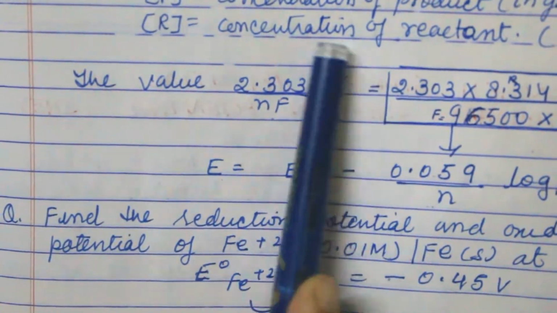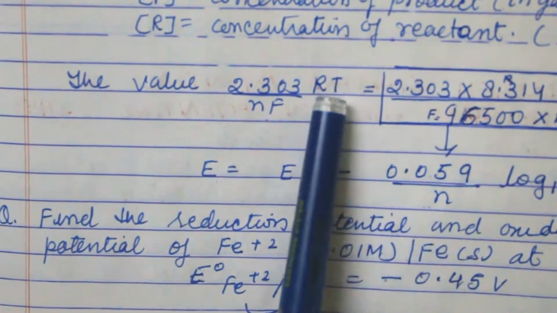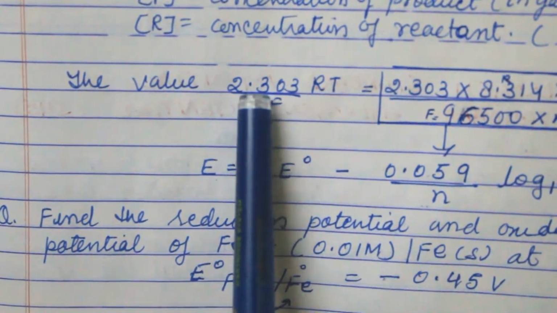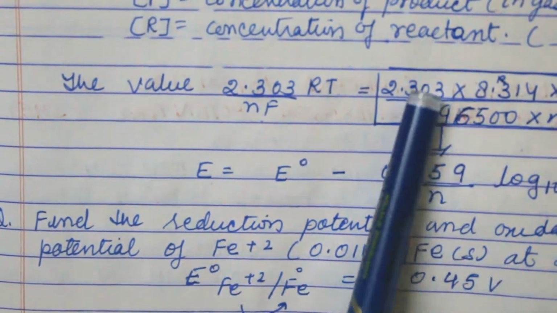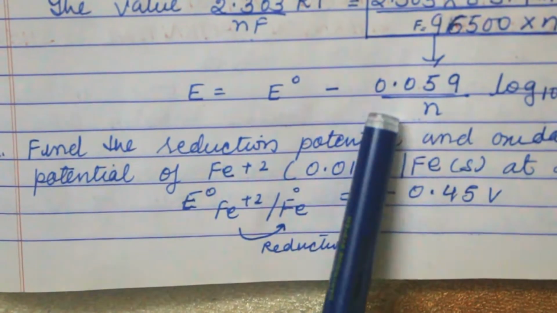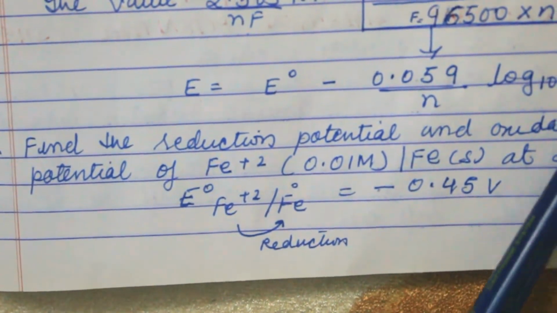Now these whole values are fixed: R is this and T is this. This is also a fixed value, and the Faraday constant also has a fixed value. When we calculate all this, we get 0.059 upon n log 10 P upon R.